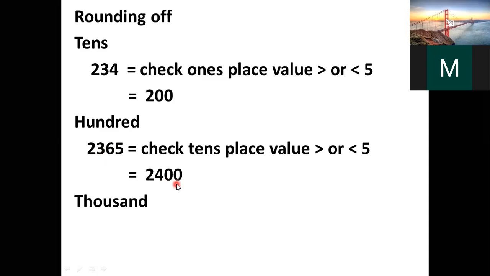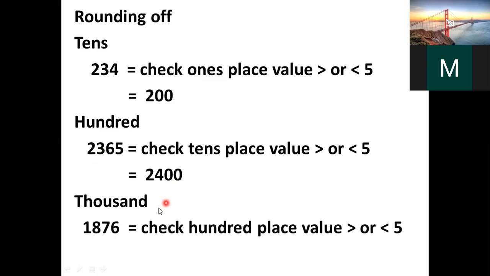Next one is 1000. If you have to round to the nearest 1000, you have to check which place? The 100 place, very good. The example is 1876. Check whether the 100 place value is greater than 5 or less than 5. What is the 100 place value? The 100 place value is 8. Is 8 greater than 5 or less than 5? Greater than 5, very good. So you have to add 1 to the 1000 place, so 1 plus 1 equals 2. Next you put 0 in the 100 place, 0 in the tens place and 0 in the ones place. So this is rounding of values.